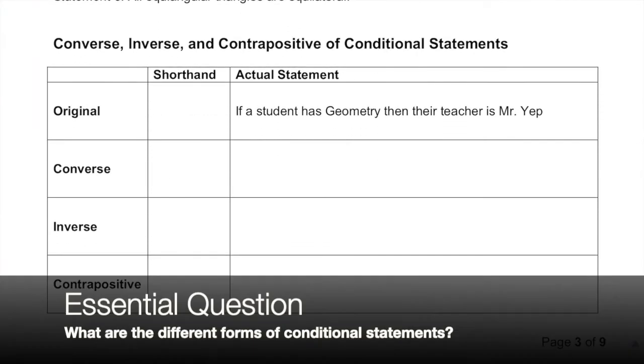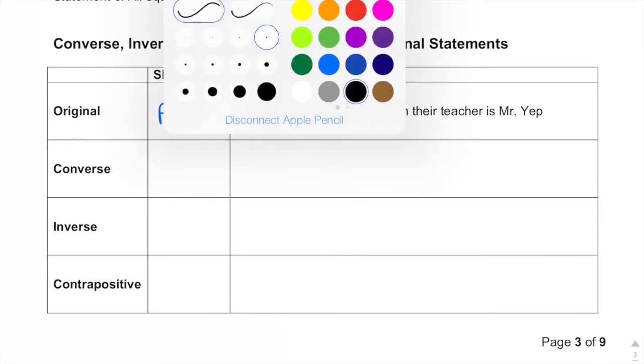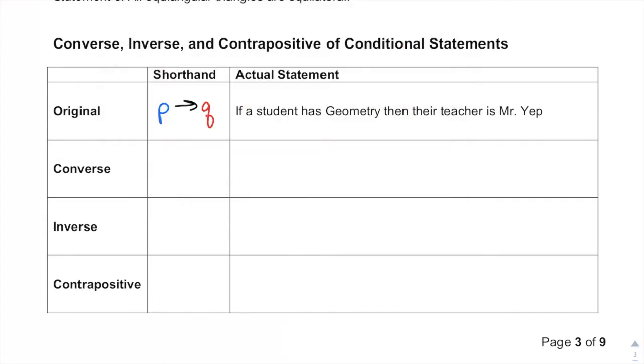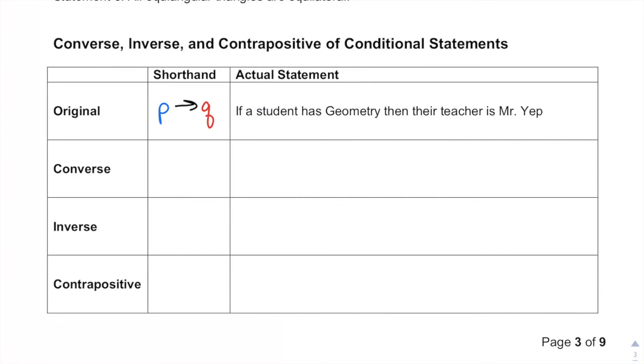So a couple different forms of conditional statements that we need to be aware of. Usually we'll give you an original statement. In shorthand, we're going to write it out as if P, then Q. And when we take a look at this statement, P is the hypothesis, Q is the conclusion. So when I take a look at if a student has geometry, then their teacher is Mr. Yap, here is our hypothesis: a student has geometry. Their teacher is Mr. Yap is the conclusion. But note, I do not include the if and the then. The if and then are like the borders. We don't count the border, but they tell us where things are.